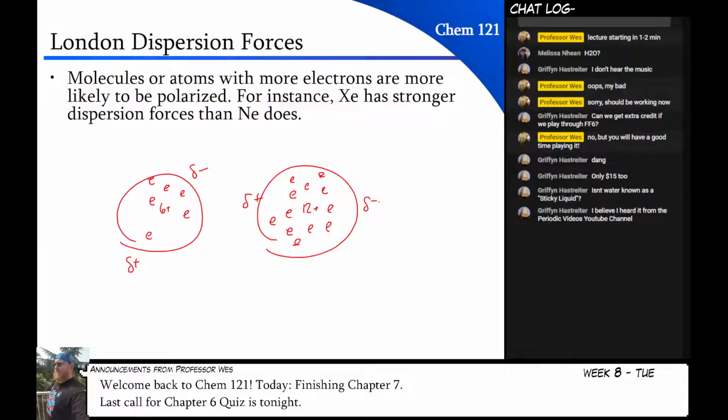So as a result, the more electrons you have, the more likely the molecule can be polarized and create a temporary dipole. So what that means is that atoms like neon have very, very weak dispersion forces, or very, very weak London forces. And as a result, the boiling point of neon is extremely low. It's like 40 Kelvin or something like that. Xenon has a much higher boiling point. It's more like 180 Kelvin, I want to say.